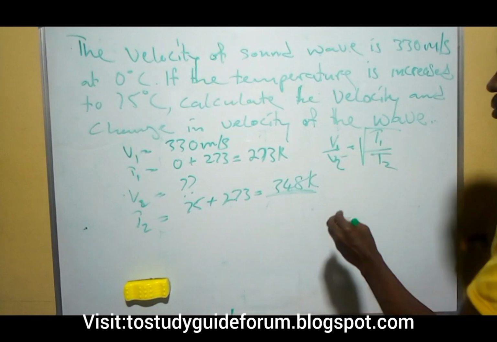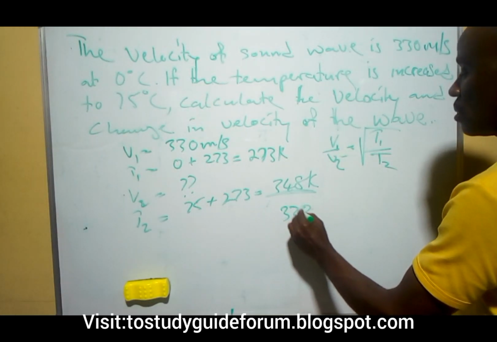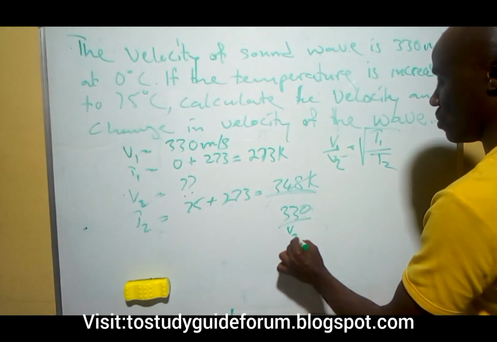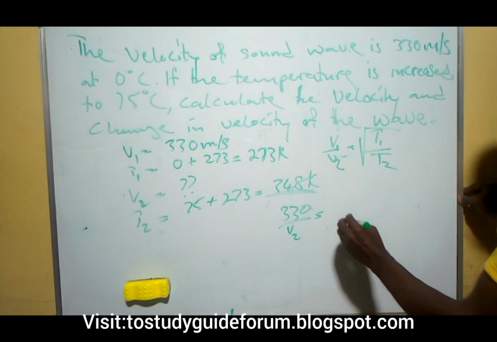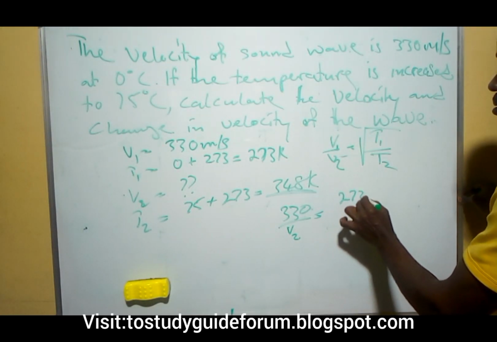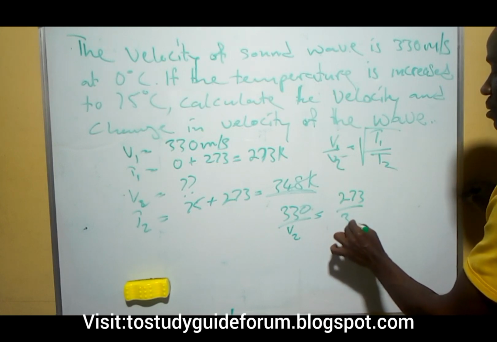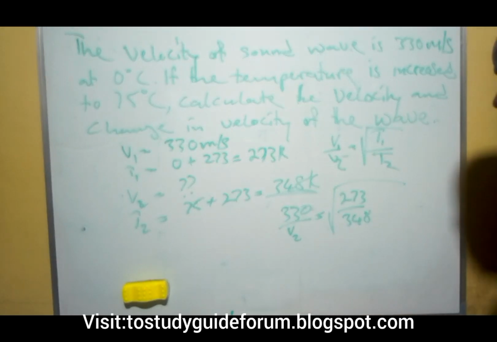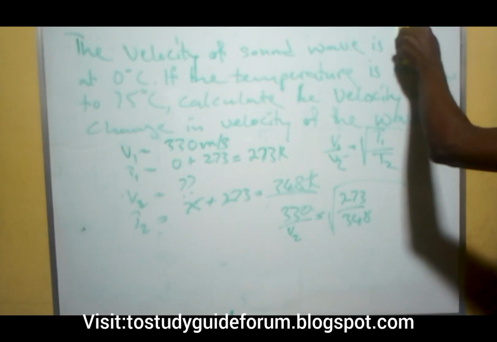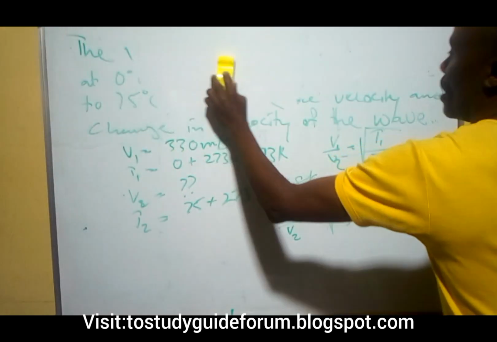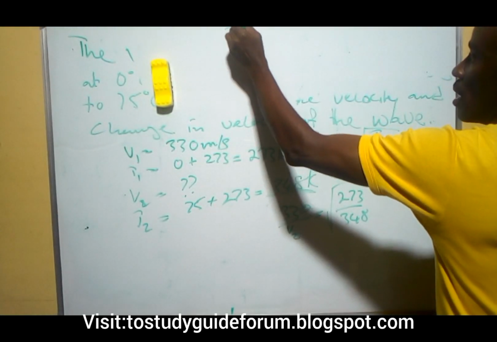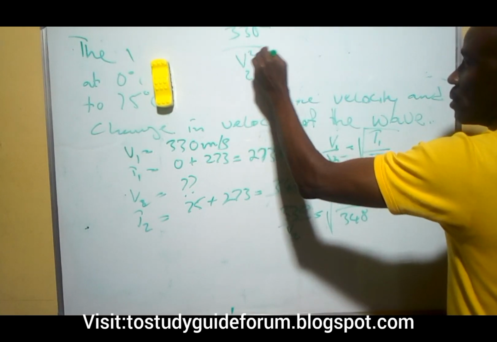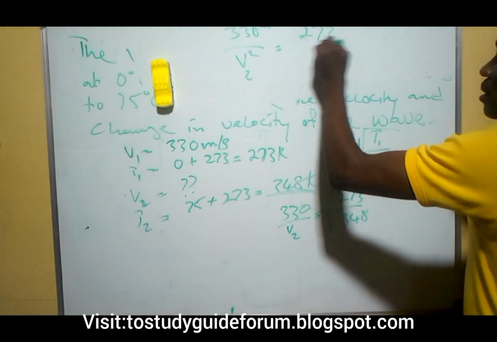T2. Then we substitute to have V1, V2 is, we don't know it, and then the T1 and then T2 is, so this is what we have. Then the next thing we do here is we open the bracket. By squaring both sides, we have 330 squared over V2 squared equal to 273 all over what?